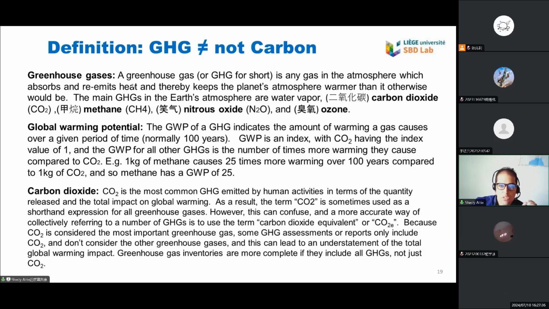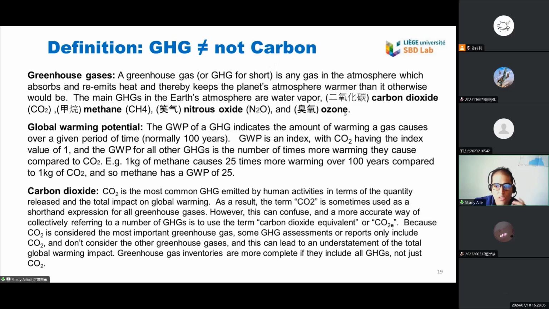greenhouse gas emissions. Greenhouse gases are any gas in the atmosphere which absorbs and re-emits heat, and thereby keeps the planet's atmosphere warmer than it otherwise would be. The main greenhouse gases in the Earth's atmosphere are water vapor, which is no problem, but we have a problem with carbon dioxide, methane, nitrous oxide, and ozone.